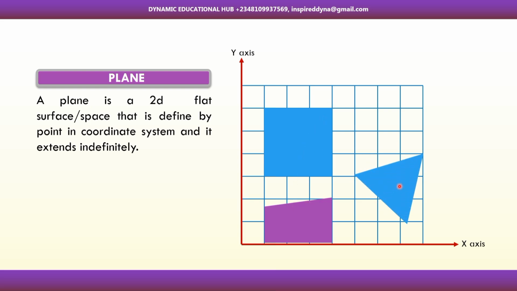We have another shape here. We have another shape here. Now, all these shapes, you can simply say that they are planes. That is why we used to call them plane shape, plane figure, two-dimensional plane shape. Because when you draw them, you are drawing them on the xy plane. That is why we call them plane figures.